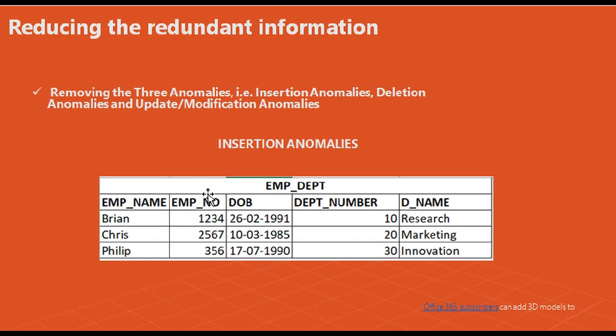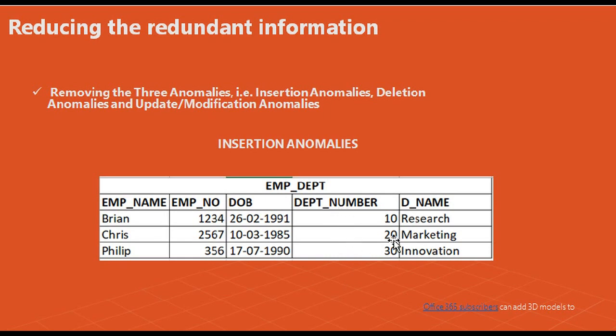So this is one of the relations, which is employee department, like I have just explained a few minutes ago. It basically holds the information of the employee and the employee's associated department number and department name. So Brian is an employee who is working for department number 10, and department number 10 deals with research. So now let's have a look at some scenarios so that it would be easier for us to understand what the anomalies actually are. So scenario 1.